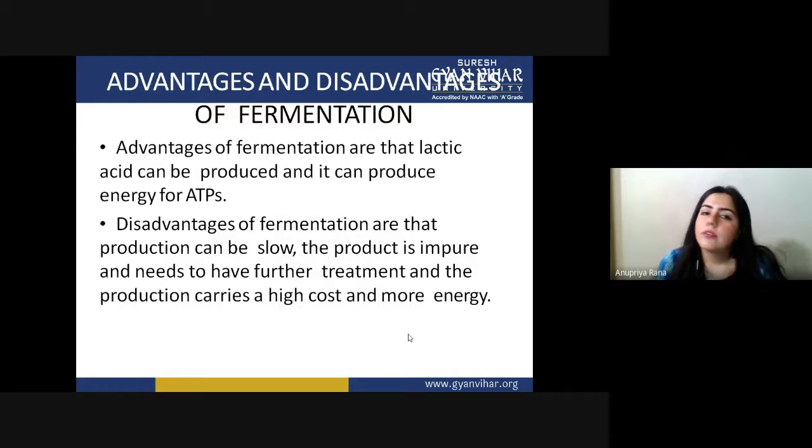Now, what are the advantages and disadvantages of fermentation? That is very important. An advantage of fermentation is that lactic acid can be produced and it can produce energy as ATP. So basically, by the fermentation process we can produce lactic acid, and we can produce more energy or ATP. A disadvantage of fermentation is that production can be slow. This is a slow process, not happening in a day or hours. It will take weeks or months. The product is impure and needs further treatment, and the product carries a high cost and more energy.